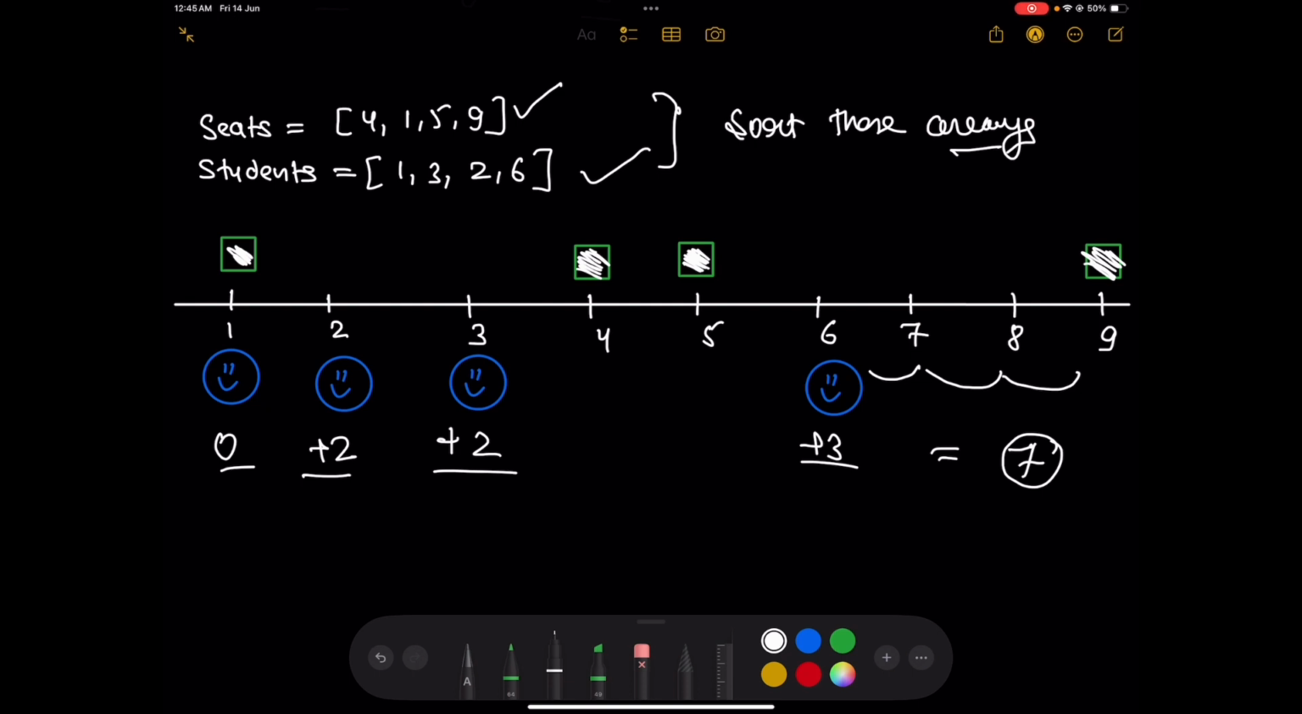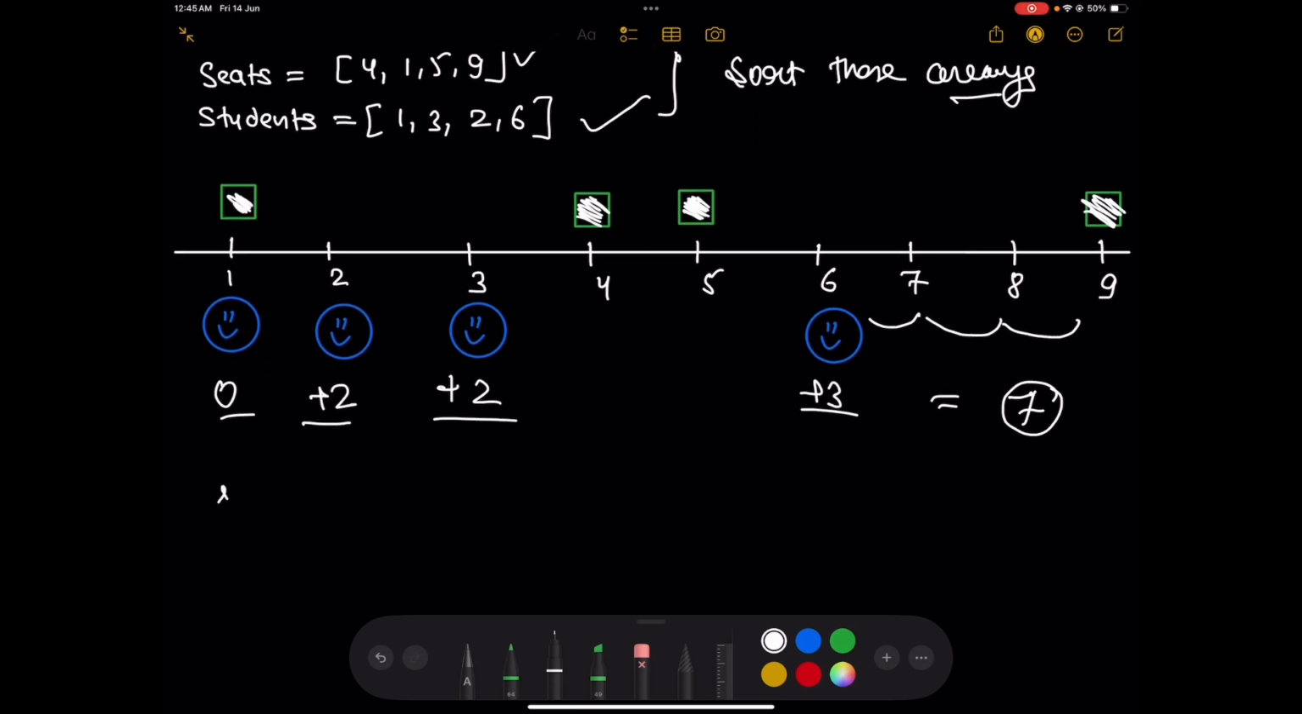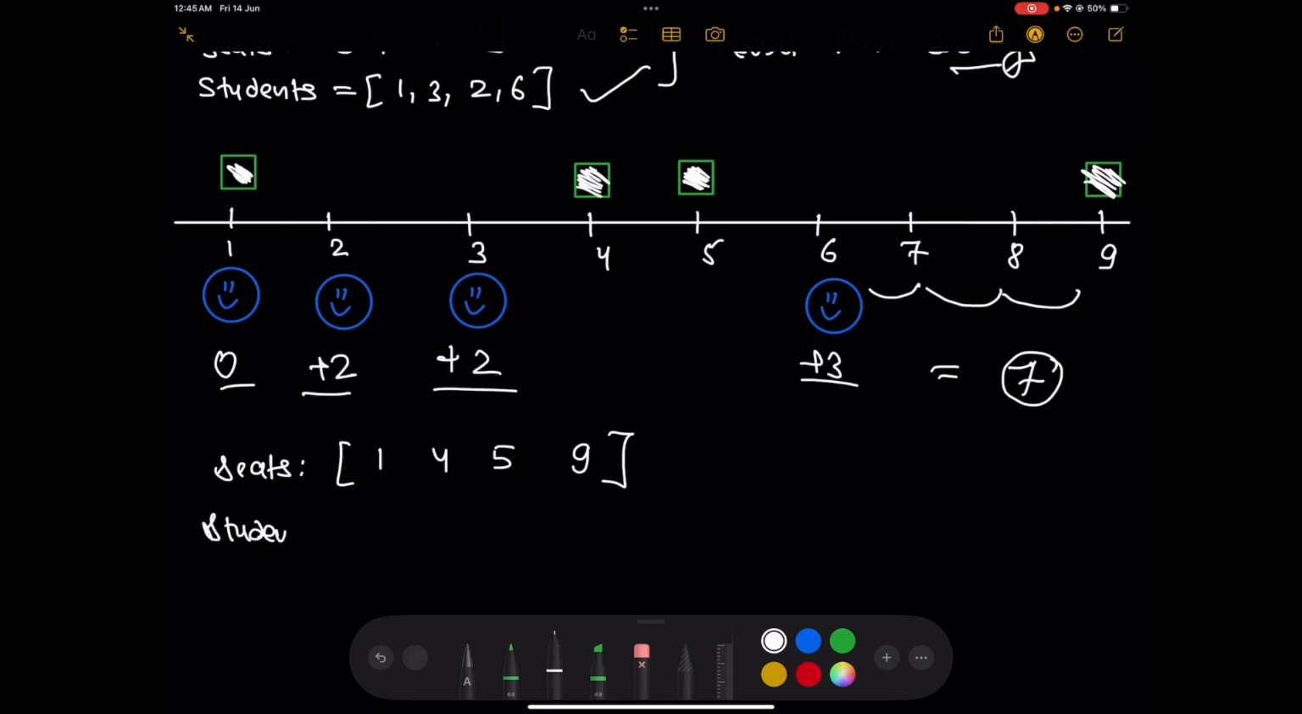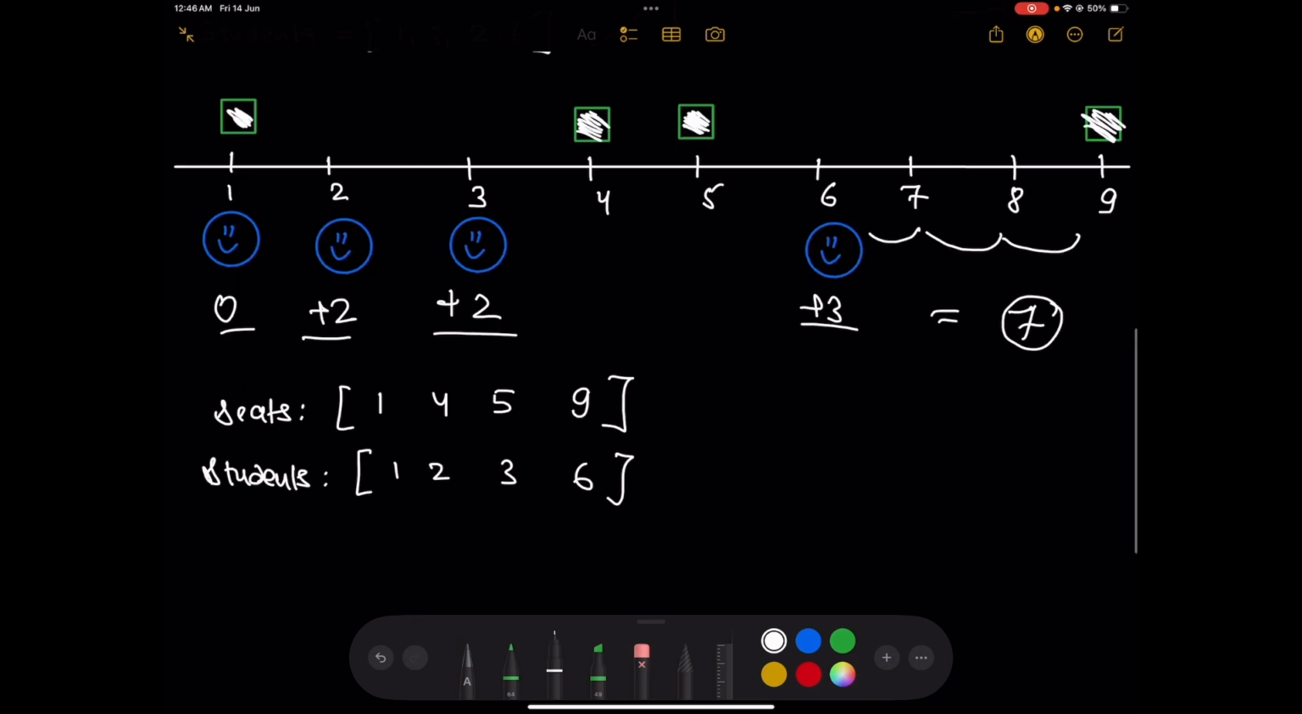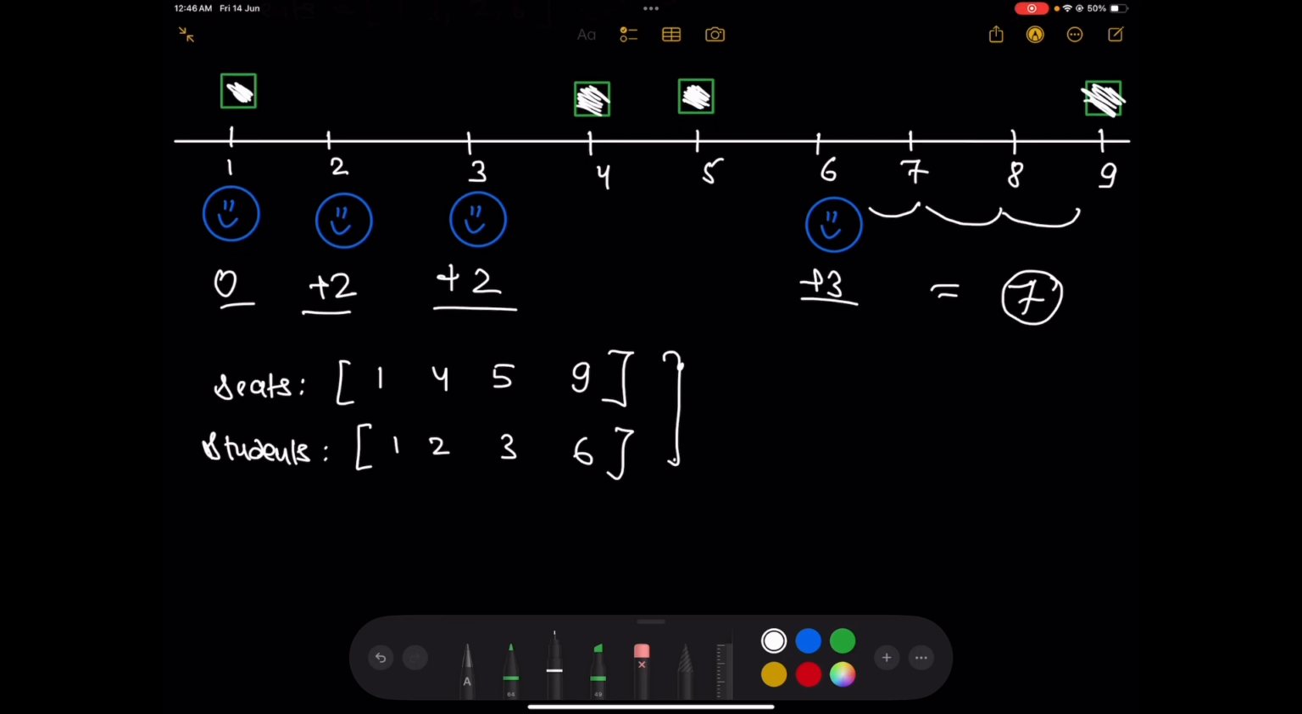I said we need to sort these arrays, so let's sort those arrays. After sorting, the seats array will become 1 4 5 9. The students array will become 1 2 3 6. Now obviously the size of both the arrays is going to be the same, because the number of students is equal to the number of seats, which is equal to n. So student 1 needs to be moved to the first element of the seats. Now obviously the moves required is 1 minus 1, 0. No moves required. Here the student at position 2 needs to be moved to the seat at position 4.